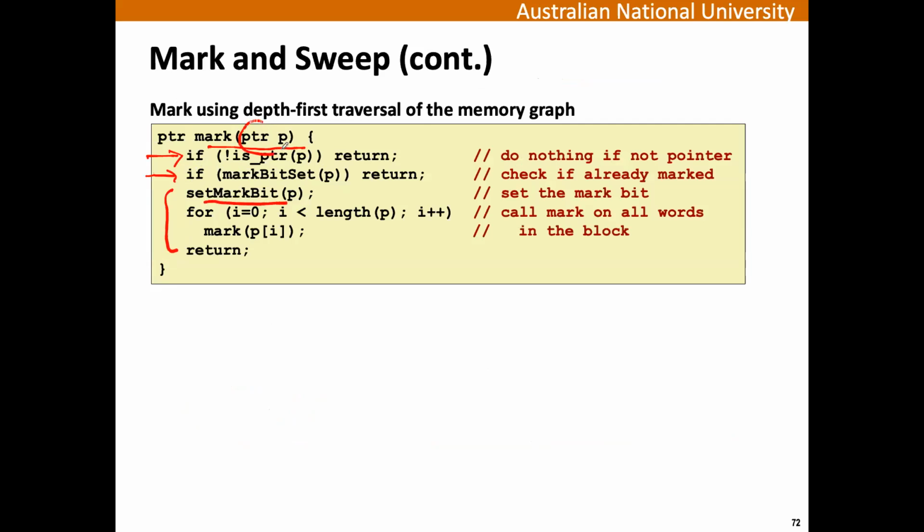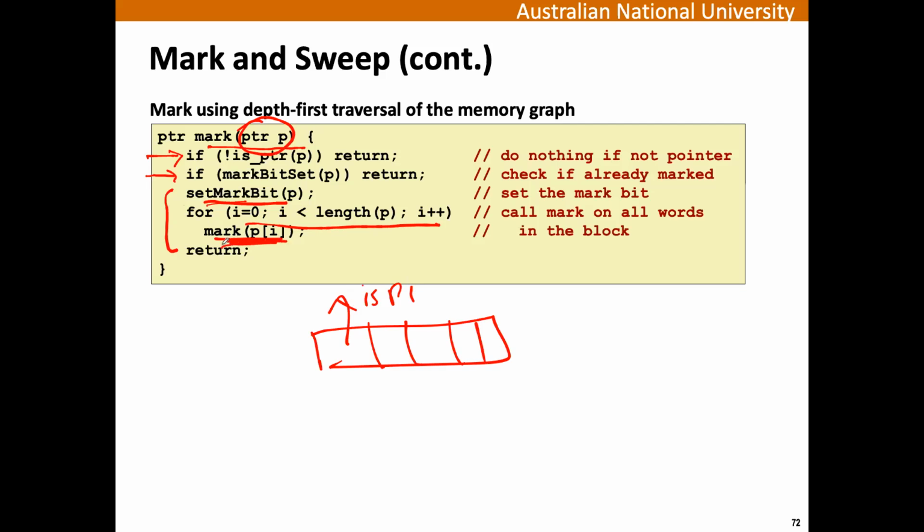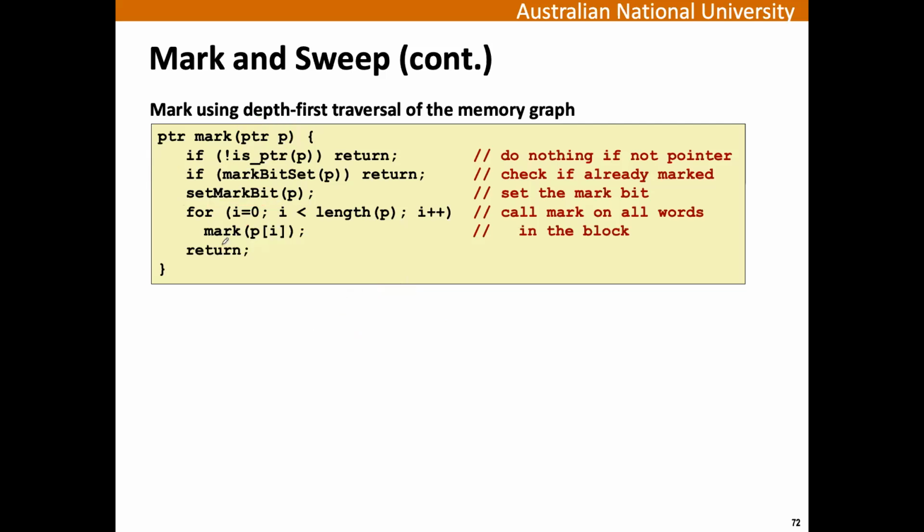If we encounter a block, we know that we need to set the mark bit. And then we are going to scan the entire block, each word inside the block. So this for loop is going to scan the entire block for pointers. It's going to check if this is a pointer. So recursively, we mark all the blocks that this block would point to. So this is a recursive operation. This is how you are traversing the nodes everywhere. You are doing a depth first traversal.